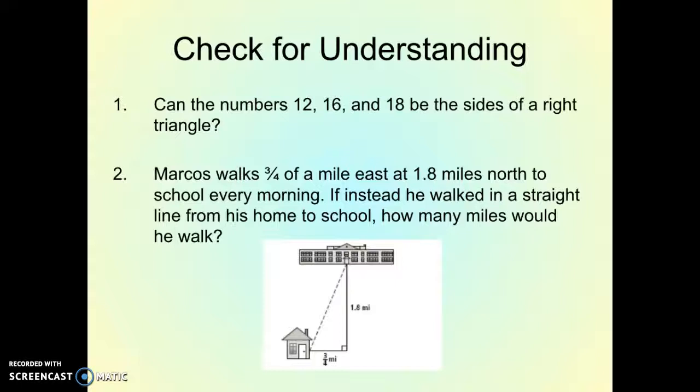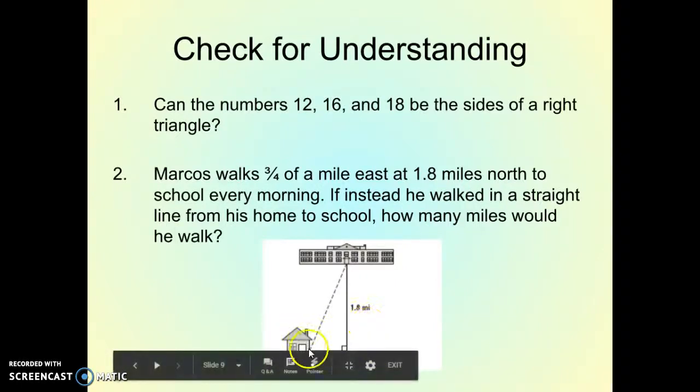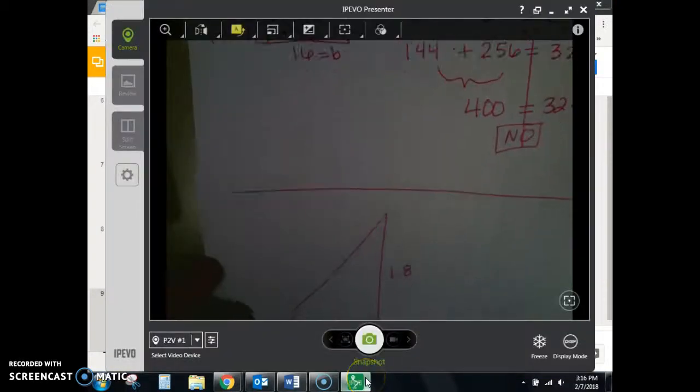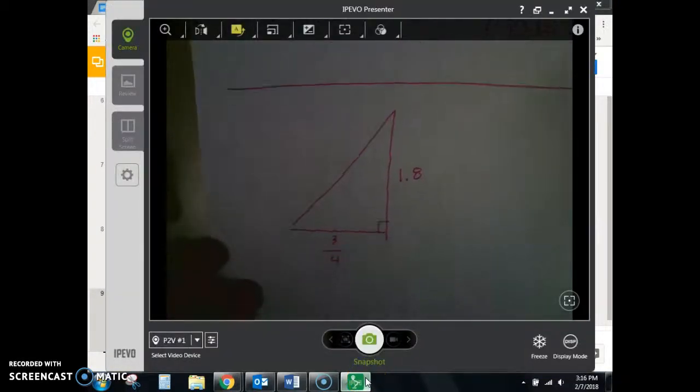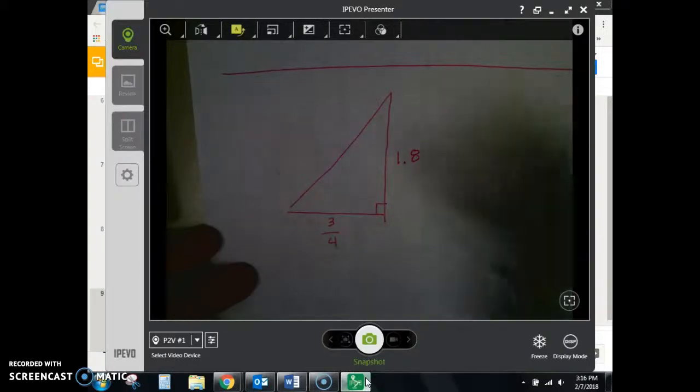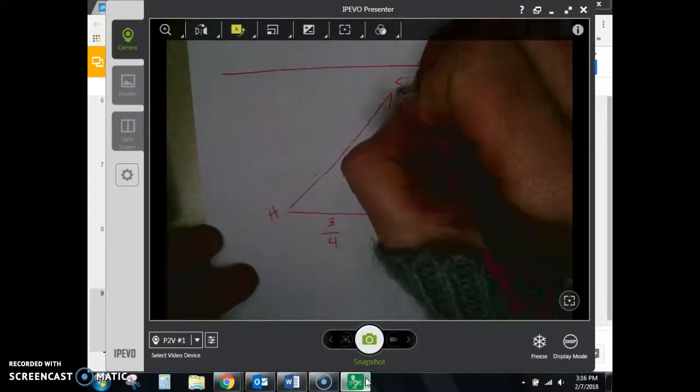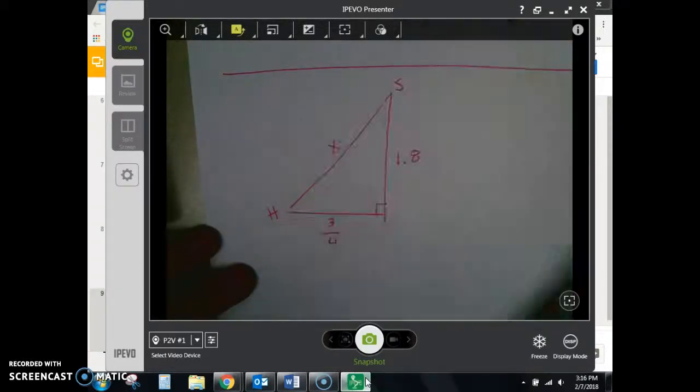So what it's saying is, instead of going 3/4 of a mile this way and 1.8 miles this way, what if he just walked diagonally? That's what this dotted line is for. Okay, so I'm going to switch back to our document camera here. So this is our same picture. Here's his house, here's his school. We're trying to figure out this side right here.